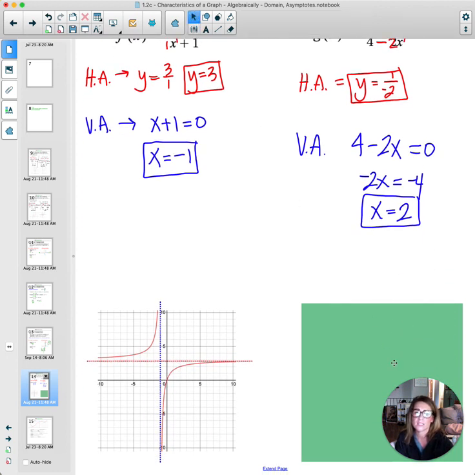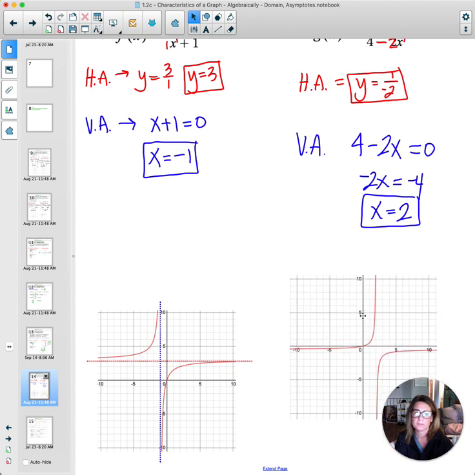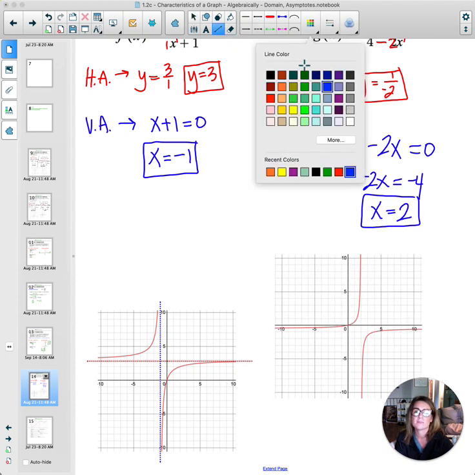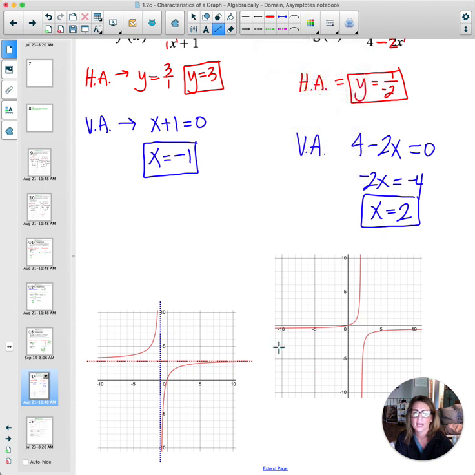So let's take a look at the graph to confirm. Okay, so horizontal asymptote we said was negative 1/2. So we can see that line in there, negative 1/2. And then vertical asymptote we got was x equals 2. So if you divided wrong and accidentally got negative 2, graphing it's going to help you. Okay, so then you can see on the graph that it's positive 2.